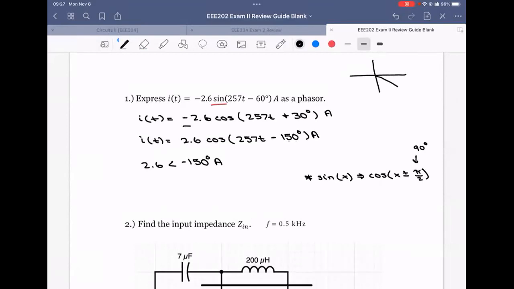If I subtracted 90 degrees though, we would be at negative 150, right? And if we're at negative 150, then we'd have the similar thing here: negative 2.6 cosine and negative 150. We could do 2.6 plus, and we would get positive 30 degrees. And 2.6 angle negative 150 and 2.6 angle 30 would give you the same line.